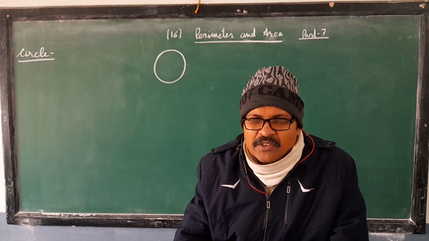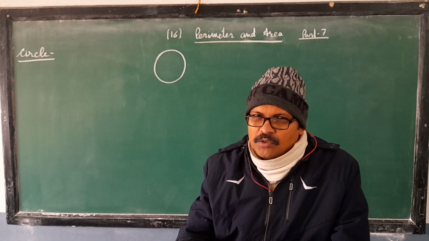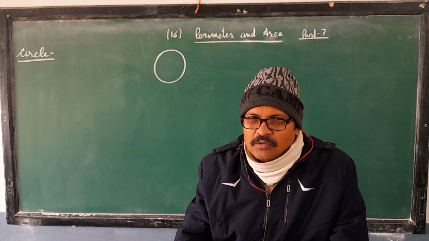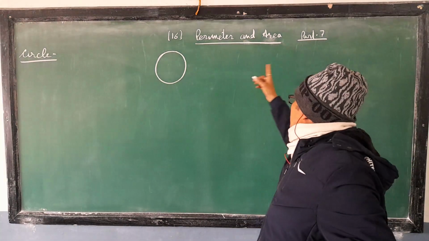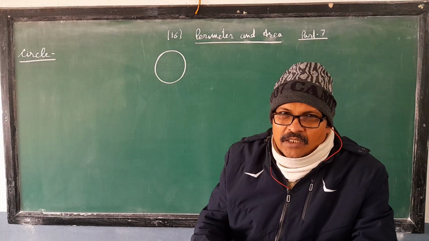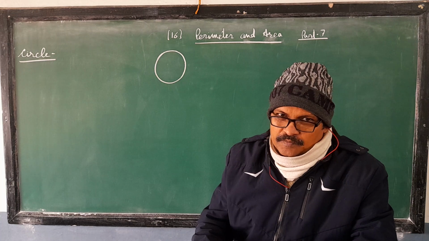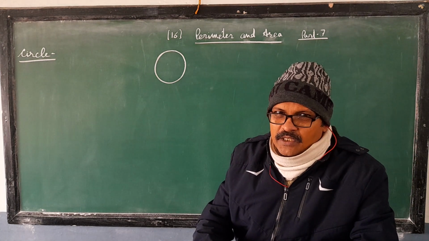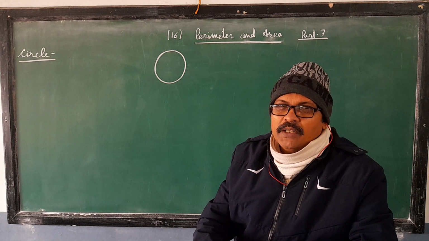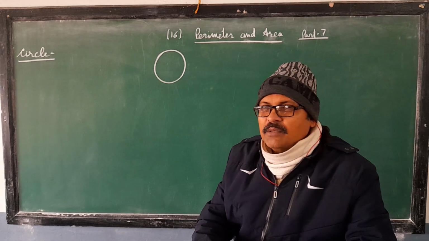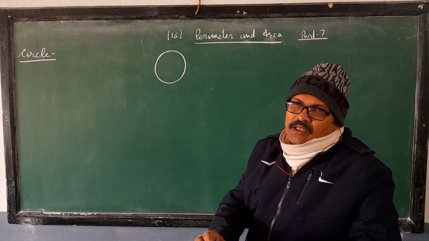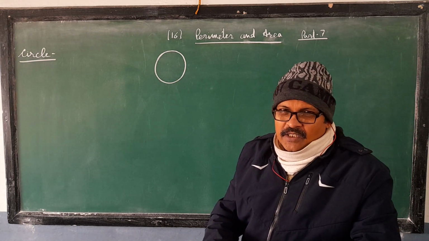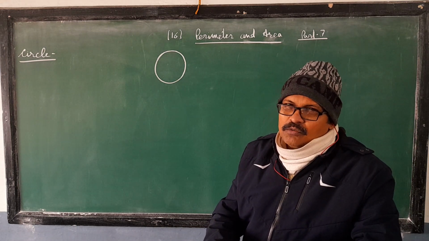Good morning students. In my last video, I taught you area and perimeter, chapter 16, up to 16.2. Today I am going to start exercise 16.3. For that, a few more formulas are needed. Exercise 16.3 is related to the circle, its circumference, and its area.